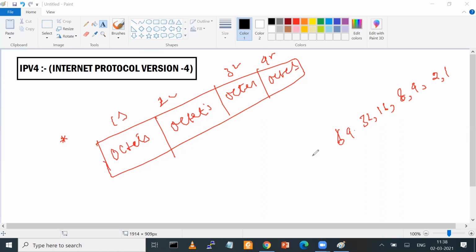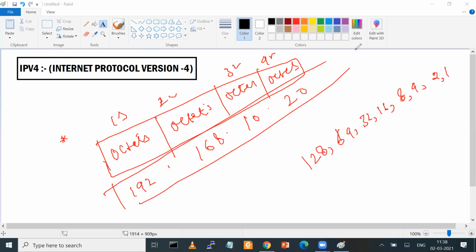64 and 128. Let's say I gave you a number, again 192.168.10.20. You have to convert it into binary. Guys, you convert it, see what answer you get for this. Then we'll move to the next.